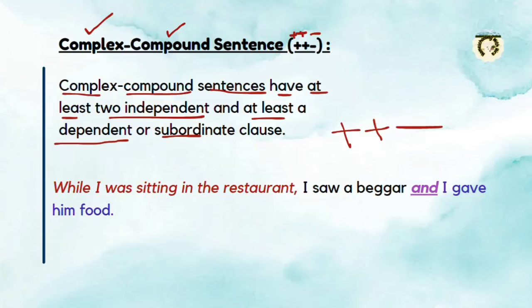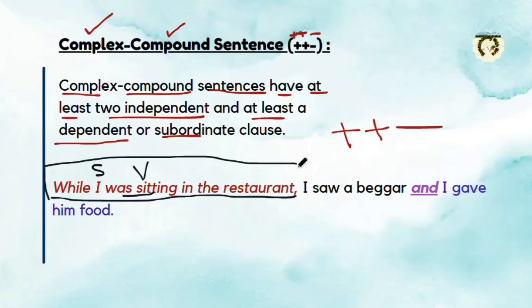For example, while I was sitting in the restaurant, what type of clause is it? Subject and verb is here. It means this is a clause, but it is beginning with a subordinate conjunction. And if you just go for the meaning, this part of the sentence cannot stand alone as a sentence. While I was sitting in the restaurant, what does it mean? It means nothing. We need to add something to give a proper meaning to this part of the sentence. So minus sign, okay, this is a dependent clause.